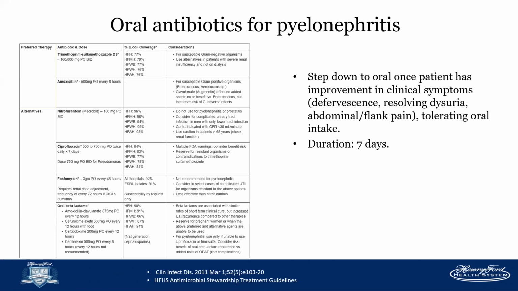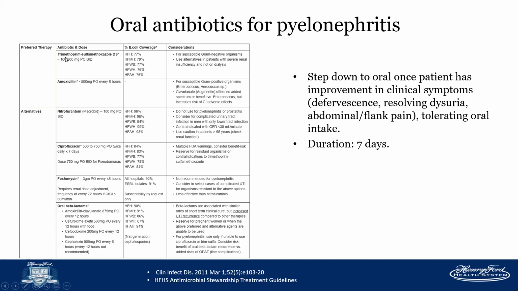Recent studies looking at 14 days versus 7 days of bacteremia associated with pyelonephritis have shown that patients who received 7 days did just as well as patients who received 14 days in regards to mortality, relapse of infection, and hospital stay. So it's now recommended that even if a patient has bacteremia associated with pyelonephritis, 7 days is just as good as 14 days.